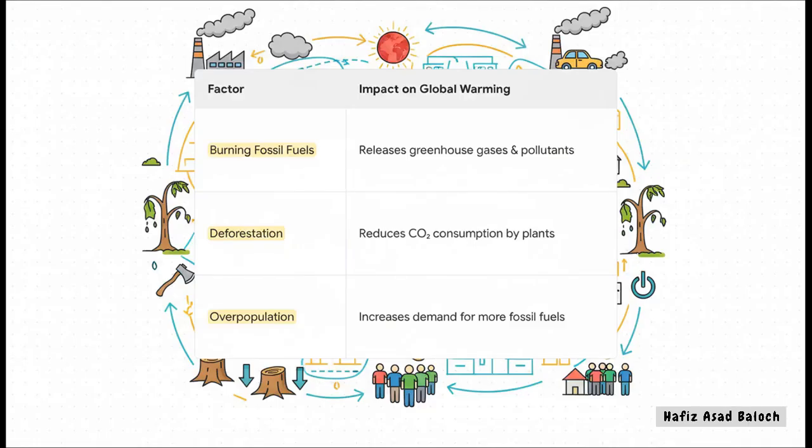When we burn fossil fuels for our cars and factories, we're releasing greenhouse gases and pollutants into the air. Then there's deforestation. When we cut down trees, we're getting rid of the very things that naturally absorb carbon dioxide. And finally, overpopulation. The more people there are, the more energy we need, which usually means, you guessed it, burning more fossil fuels. It's a cycle that feeds itself.